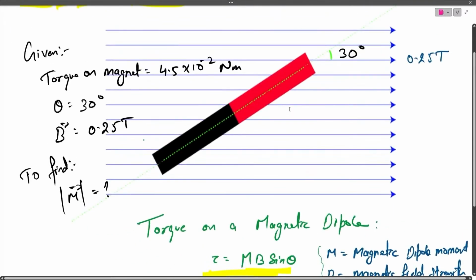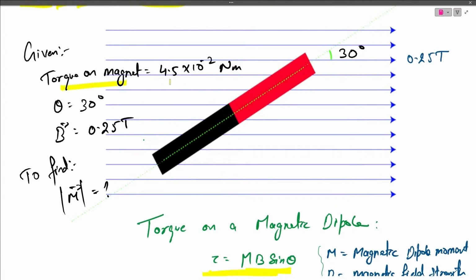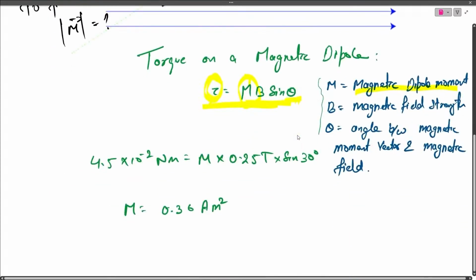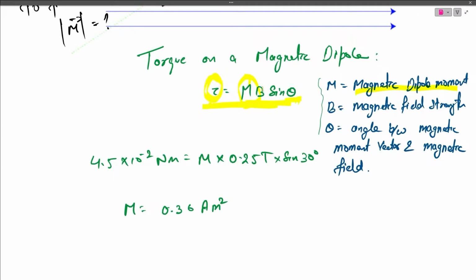Now in this question we have been given the torque on the magnet, that is we have been given this value tau, theta we have been given, and we have been given the magnitude of magnetic field, that is B. So we only need to find out m, where m stands for magnetic dipole moment of this bar magnet. Now putting all those values in the given equation, we will get the value of m as 0.36 ampere meter square.